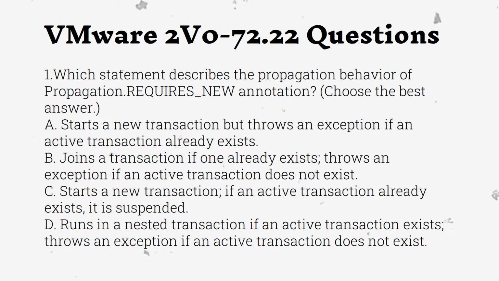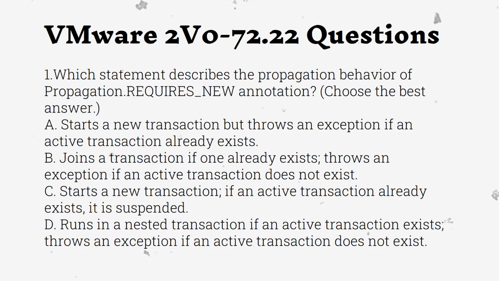1. Which statement describes the propagation behavior of propagation requires_new annotation? Choose the best answer. A. Starts a new transaction but throws an exception if an active transaction already exists. B. Joins a transaction if one already exists. Throws an exception if an active transaction does not exist.